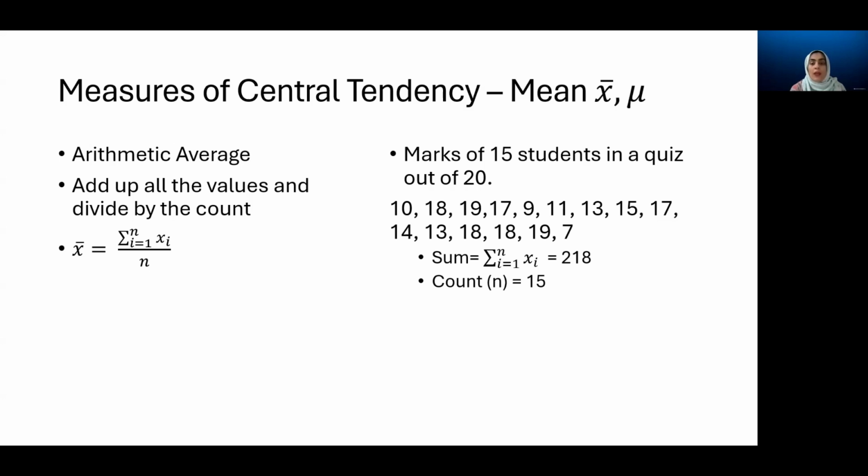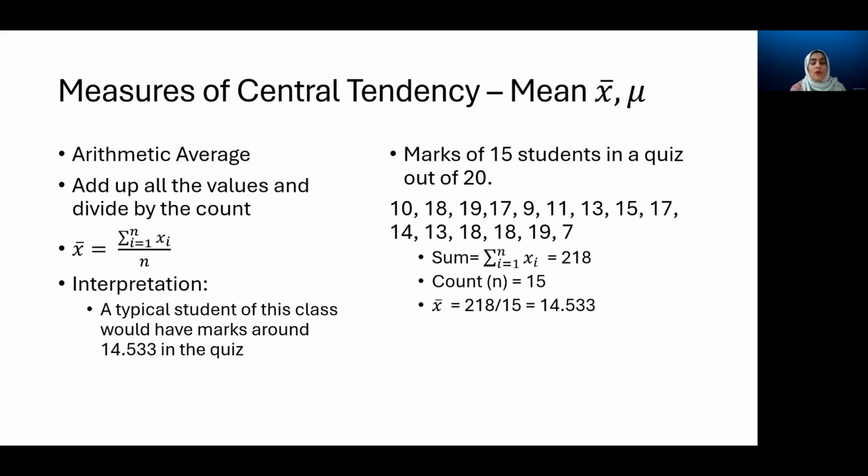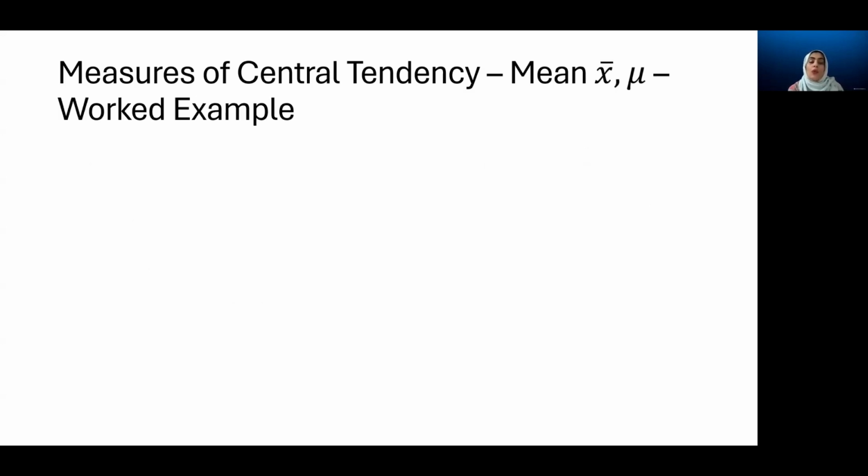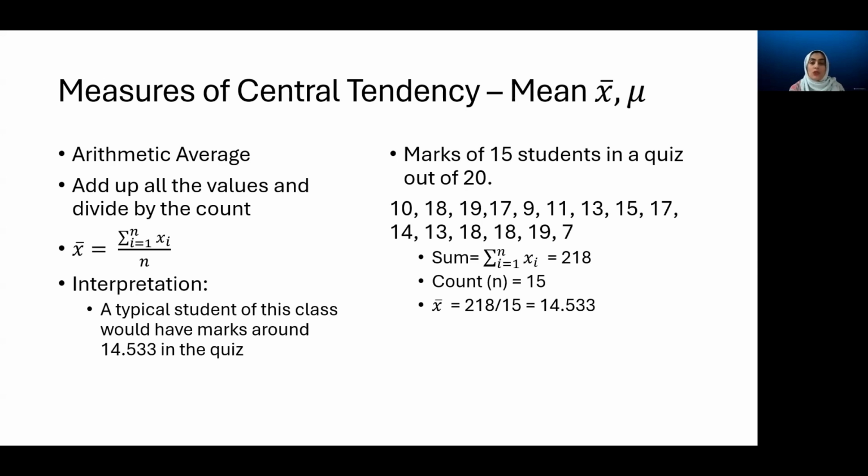You can verify that, or dividing it by 15, which gives us 14.533 as the mean of this data set. अच्छा जी, अब इंटरप्रिटेशन इसकी क्या बनेगी? A typical student of this class would have marks around 14.533 in this quiz. ठीक है, तो generally you would expect कि an average student from this class is going to have marks which are very close to 14.533.